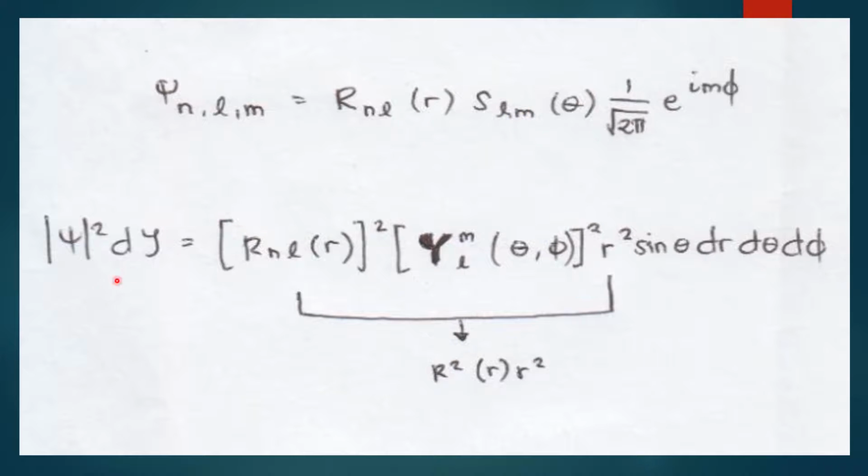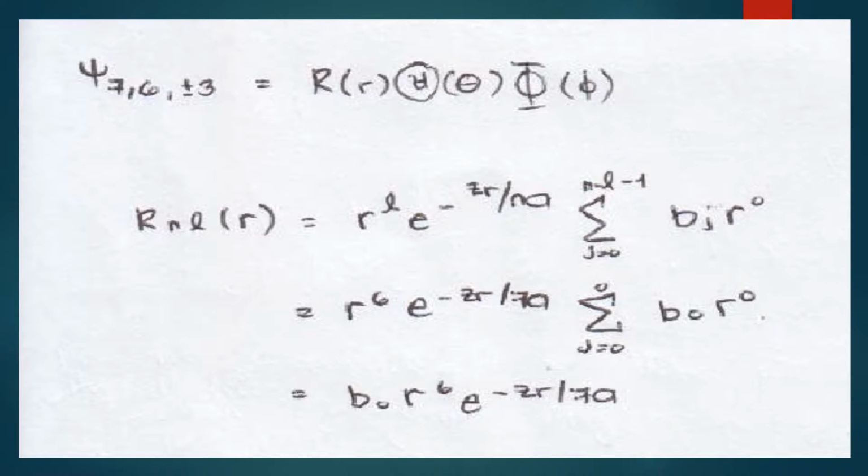Now, in order to solve this, we need to normalize the function. The function r squared times R squared, which determines the probability of finding the electron at a distance r from the nucleus, is also called the radial distribution function. So psi 7, 6, plus or minus 3 is equal to R, theta, and phi.